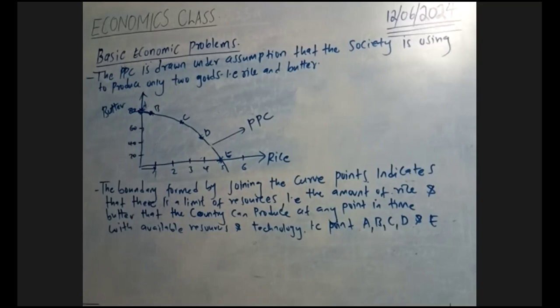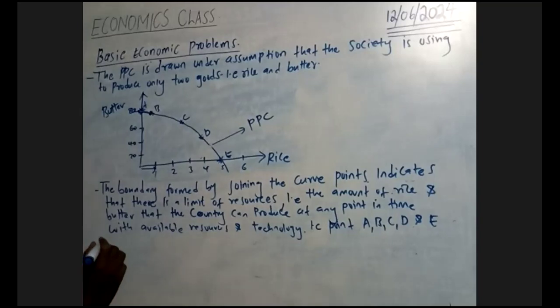Now, at those points, A, B, C, D, and E, those are the combinations that we can use to produce the specific number of butter and rice, given the available resources and technology. So at any point along the curve, those points are regarded as the optimal point where the country can produce the resources well.